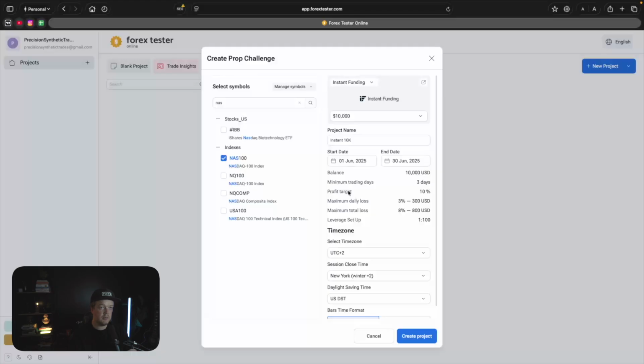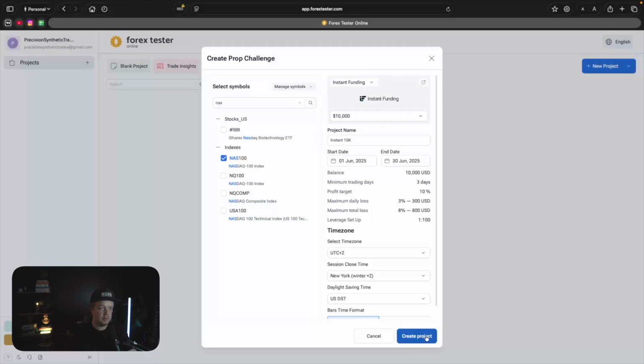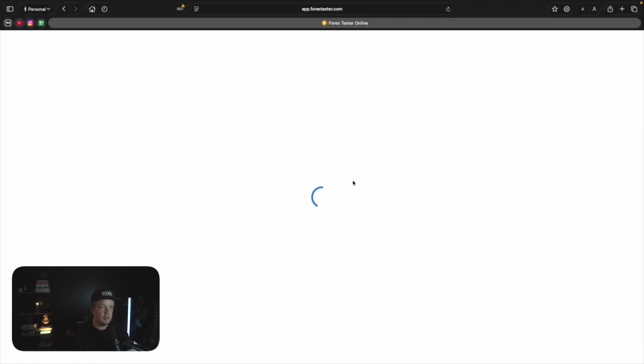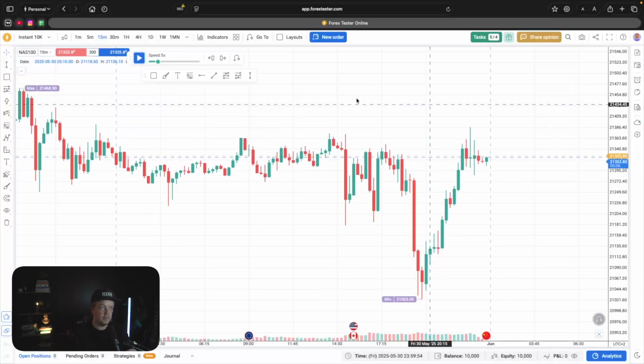So as you can see here, for example, minimum trading days is 3, profit target is 10%, maximum daily loss is 3%, maximum total loss is 8%, and leverage is 1 to 100. And let's say create project. And then as well, you have your project right over here. Then you're just going to click the play button and we are going to start backtesting right over here. So we are currently on May 30th. So we are starting on June 1st.